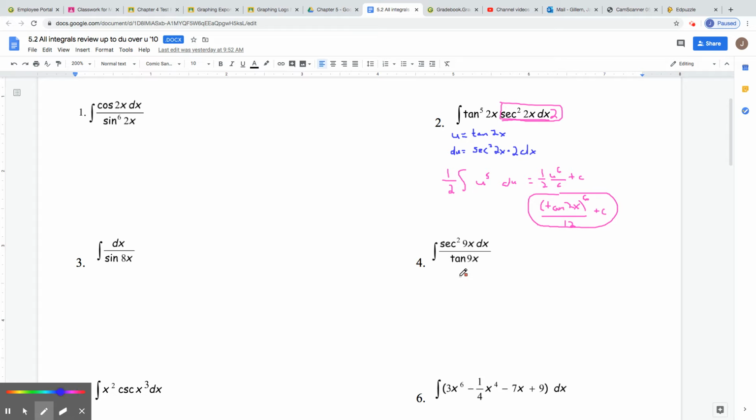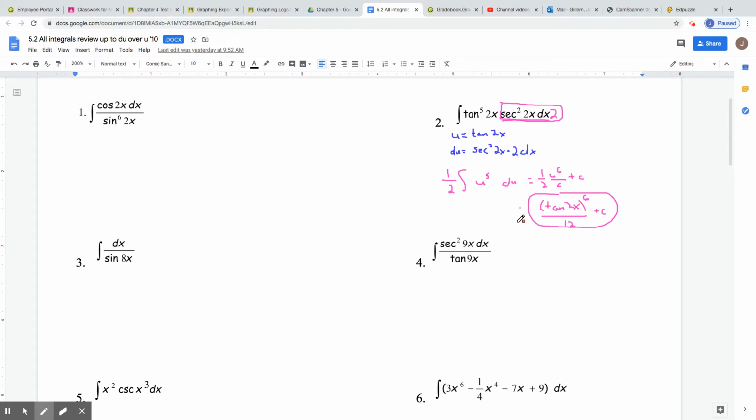Okay, number 4, we have two trig functions. We have secant 9x and tangent 9x. Technically, this 2 is bigger, yes. But the thing is, we have a fraction. So if you see a situation like this, it's most likely going to be that u is going to be down here.